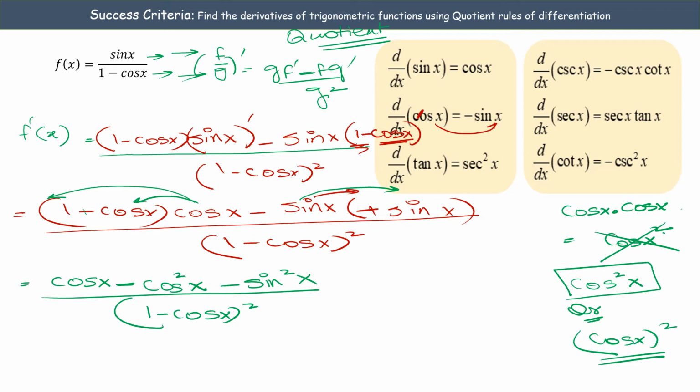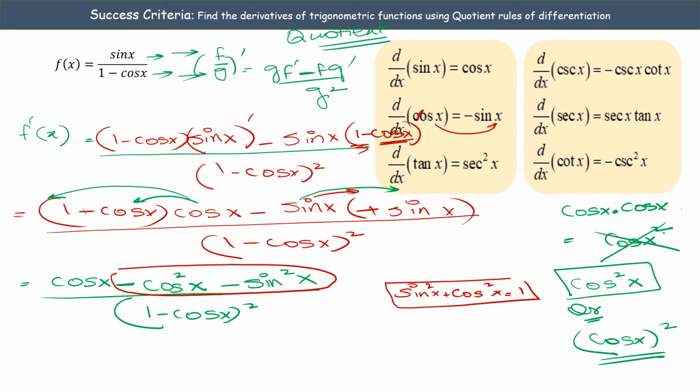Now, we have studied in grade 11 trigonometry that there is an identity: sin square x plus cos square x equals 1. This is our trigonometric identity. So I can clearly see that here I have negative sin square x, negative cosine square x. If I take only the negative common, the signs inside will be changed, so I will get cos square x plus sin square x.